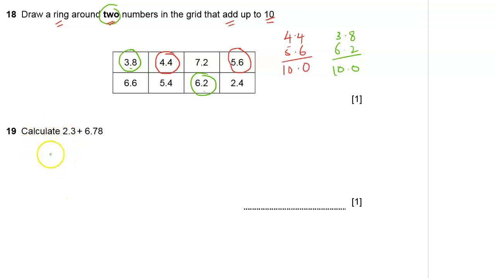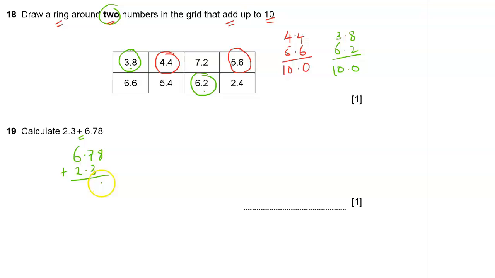Question number 19. Calculate 2.3 plus 6.78. Calculation is basically addition right there. So I'm going to add these two. You have to add the correct place orders. So I'm going to have 6.78 right there, and I'm going to add to 2.3. So you can see 2.3 has got only one decimal place and 6.78 has got two decimal places.